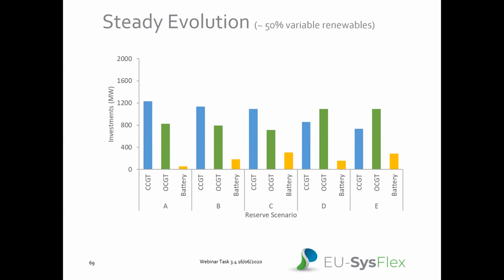So in terms of curtailment, again, reserve scenario A, the least flexible, results in much higher levels of curtailment, approaching 6%, compared to between 2.5% and 3% for the remaining scenarios. And carbon emission reductions of between 3 and 3.5% are achieved from reserve scenarios B through E. Next slide.